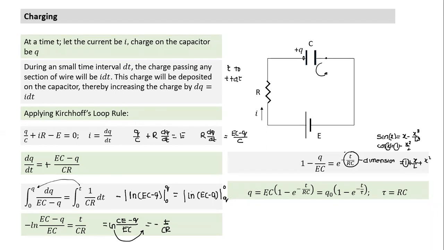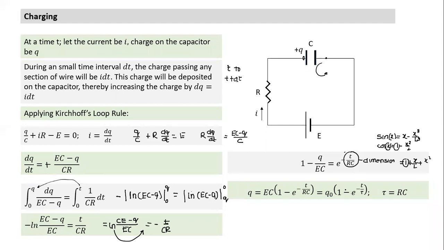So this is not a complex equation. We get q equal to EC times 1 minus e raised to power minus t by RC. And today our focus is to understand this equation. Understanding the equation is the target for today. And what is Q naught? EC is equal to EC. We also write it as Q naught. We'll see why we write it as Q naught. That's the final charge. And what is tau here? Sometimes this term RC is written as tau.